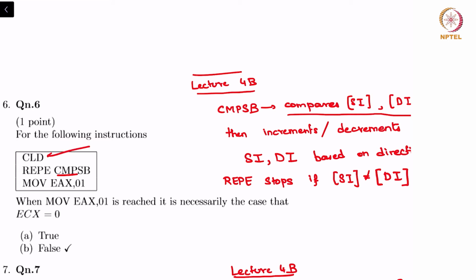So this is CLD, so it's auto increment mode, right? And it will be incremented by 1 because of the byte instruction. But because we have the REPE prefix, it will stop if the contents are not equal to each other. And that is not necessarily when ECX is equal to 0. So therefore the answer is false.